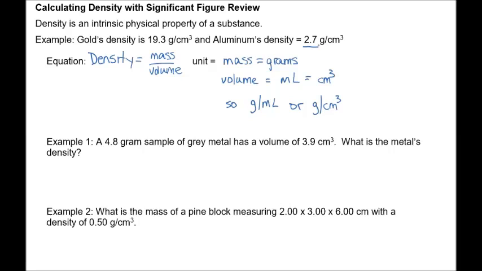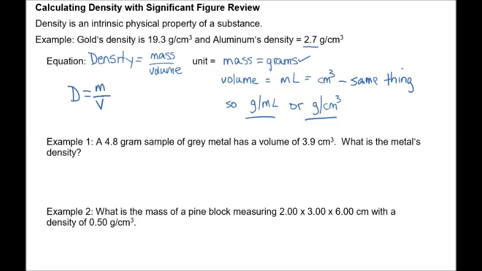The equation for density, you should remember from middle school, is density equals mass over volume. Our units for mass are going to be grams. Our units for volume are going to be either ml or centimeter cubed. They are the same thing. And then the final units are either going to be grams per ml or grams per centimeter cubed, and these represent the same thing. So for short, we're going to say our equation is D equals m over v.